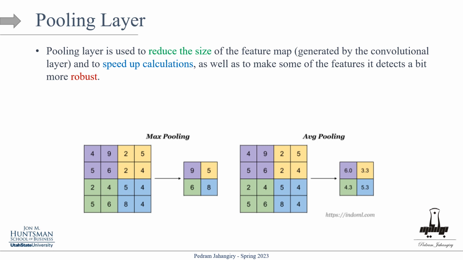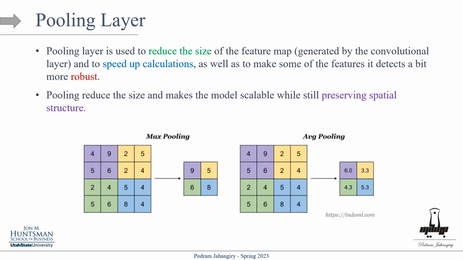Now let's talk about the next one, which is a pooling layer. A pooling layer is usually, not always, used to reduce the size of the feature map. And we do that for two reasons. First, to speed up the calculations, because now we have fewer multiplications to be done. And secondly, to get more robust features, meaning features that are less sensitive to small changes in the input image.